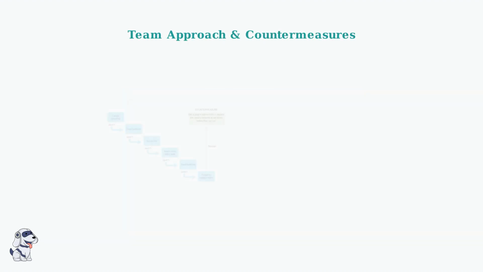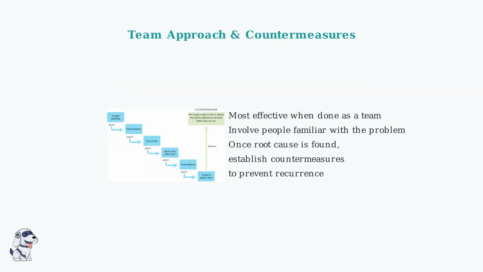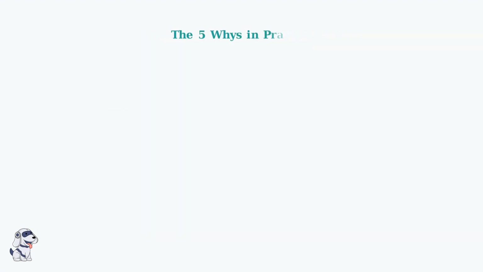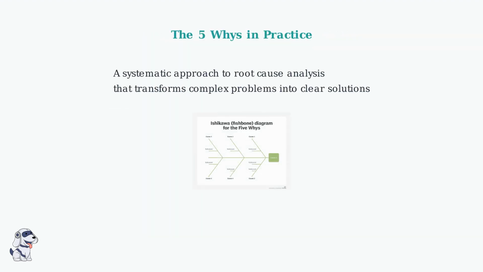The 5 whys is most effective when done as a team, involving people familiar with the problem. This collaborative approach brings different perspectives and expertise to the analysis. Once the root cause is identified, the next crucial step is to establish countermeasures to prevent the problem from recurring. The 5 whys provides a systematic approach to root cause analysis that transforms complex problems into clear, actionable solutions. By following this structured questioning process, teams can move beyond quick fixes to address the fundamental causes of problems.